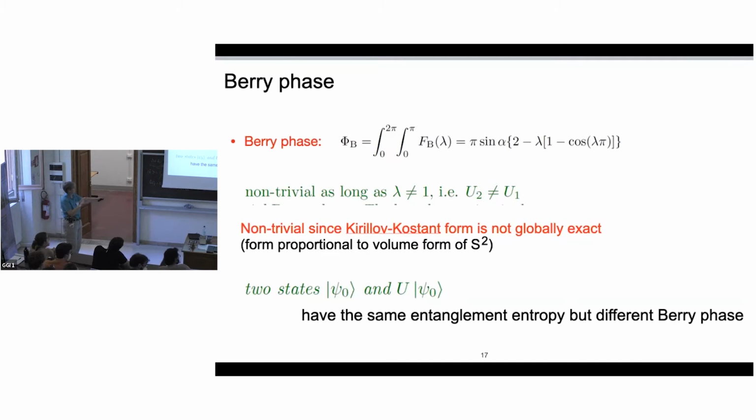And so the two transformations must be different. And you can actually trace back this fact that the Berry phase is non-trivial since this Kirillov-Kostant form is not globally exact. Okay, so this is our symplectic form, which in this case is proportional to the volume form of this S2. And so we see that there's a non-exact form here. And so we have two states, we have the same entanglement entropy, but different Berry phase.